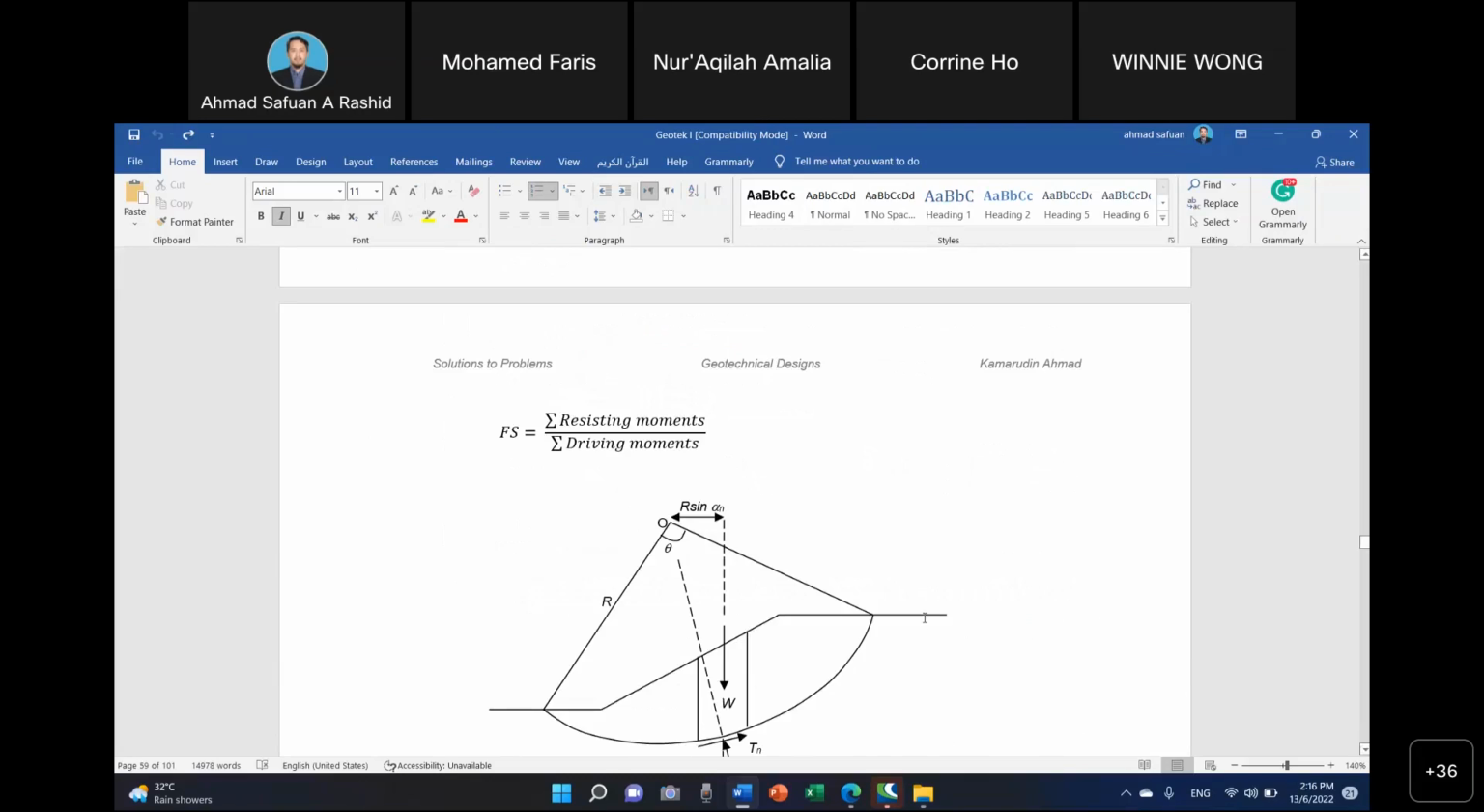For this case, we need to construct as many slices as we can. The more slices that you create, I guess the more accurate the result that you may have. Then I will teach you how to draw and analyze based on the method of slices.